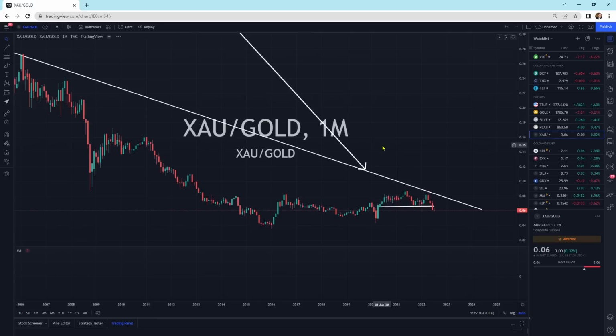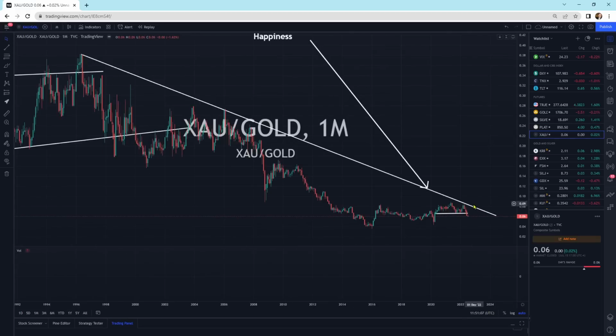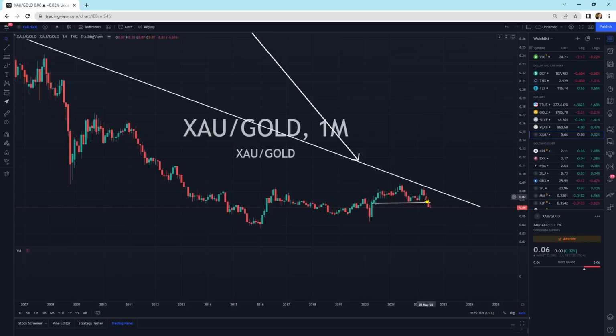The XAU to gold ratio, we're going to start looking at a lot of ratios. This still has not broken this big downtrend line. This is the happiness line, I call it. We need to break that for happiness to ensue for the gold and silver mining companies. We are making higher lows. That's a good thing, but we have not broken out yet.